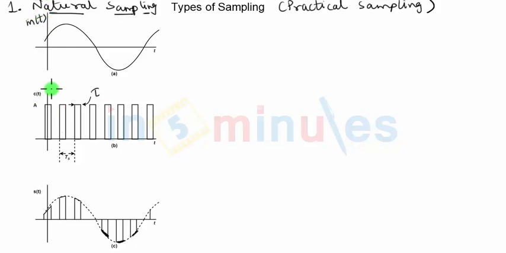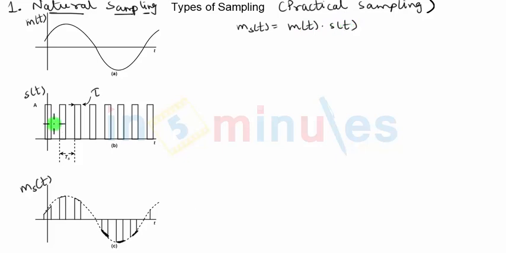The second signal is the sampling signal. Let me call the sampling signal as s of t. And my output signal, I'm going to call it m_s of t, where m_s is the sampled version of the signal. So you can see that I can simply obtain m_s of t by multiplying the modulating signal with the sampling signal.